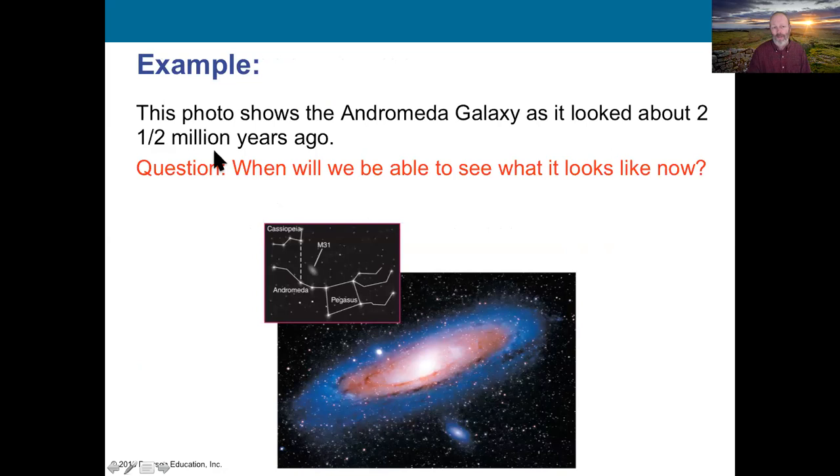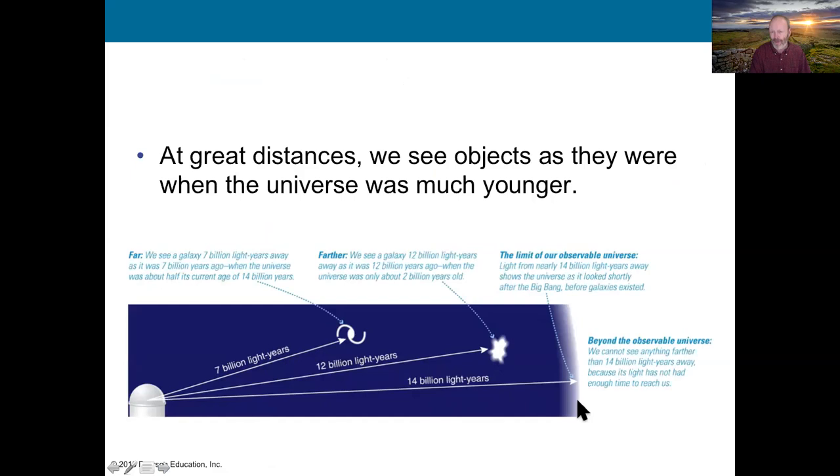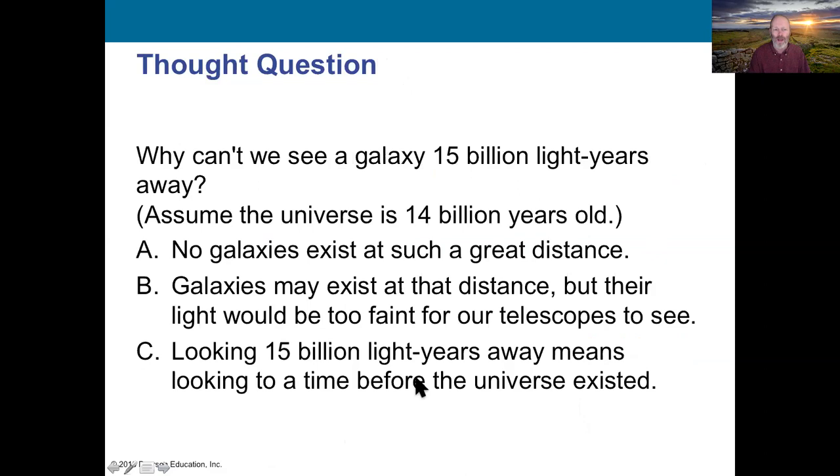So if we're looking at the Andromeda Galaxy now, when will we be able to see what it looks like right now? Well, the answer is, of course, 2.5 million years from now. So a light year, which is how far away this is, 2.5 million light years away. That's not a time. Don't be fooled by the word year here. This is a distance of how far light travels in 1 year. So the further out you're looking in space, the further back in time you're looking. Time and space are related to each other in that way. So keep that in mind.